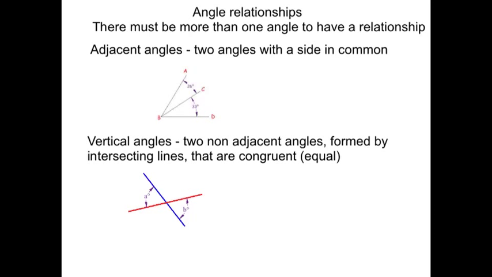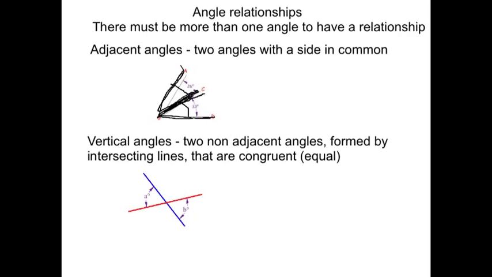So if you look, there is a large angle. We'll call it ABD. And then inside ABD, there's a line segment going to point C, which splits the angle into two pieces. It splits it into angle ABC, and it splits it into angle CBD. So both of those angles have a common side, this one. So those are adjacent angles. ABC and CBD are adjacent angles.